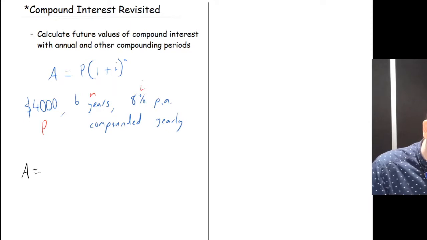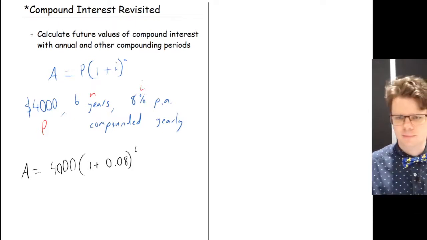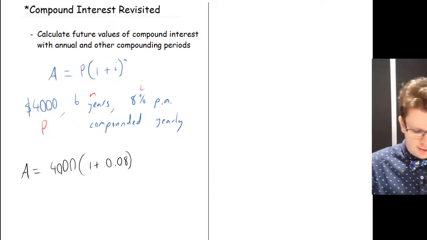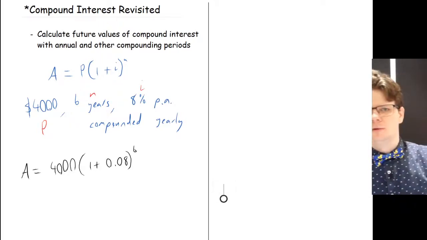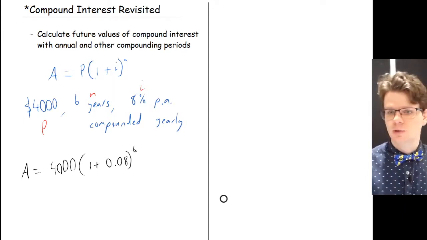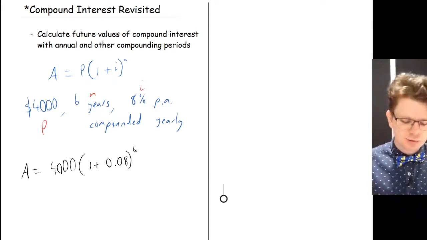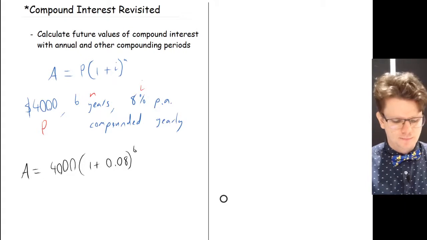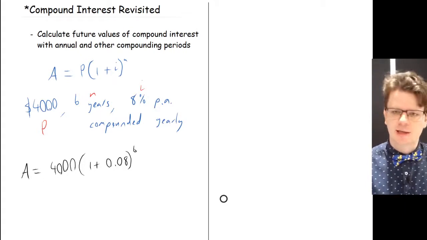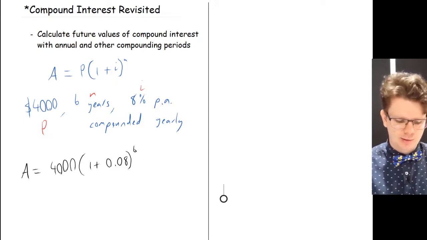A is equal to 4,000, 1 plus 0.08. Alrighty. Now we have a choice at this point. We either go and type it into the calculator and work it out straight away, or you can do it in a few steps. I'm just going to type it straight into the calculator. The only thing is you do have to be careful. You want it to look exactly like it should in the book, otherwise mistakes will get made.